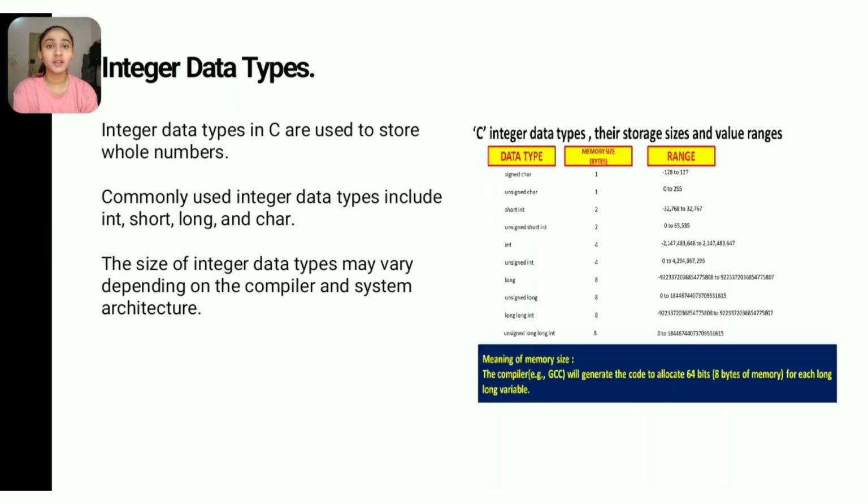Integer data types. Integer data types in C are used to store whole numbers. Commonly used integer data types include int, short, long, and char. The size of integer data types may vary depending on the compiler and system architecture.